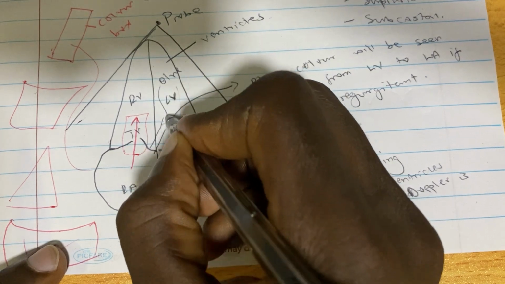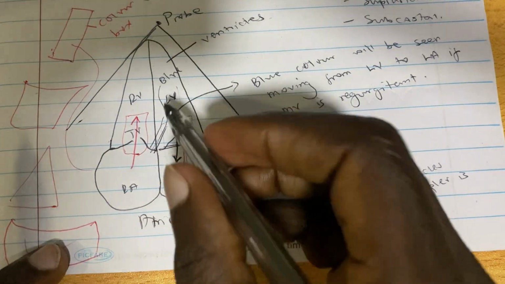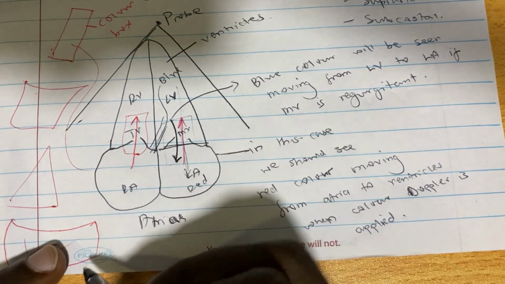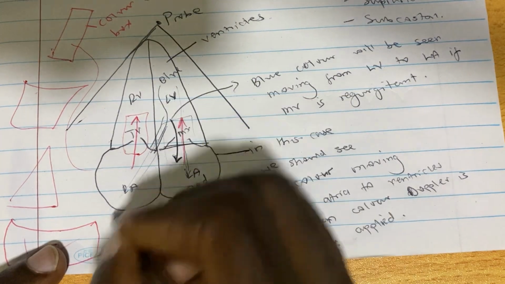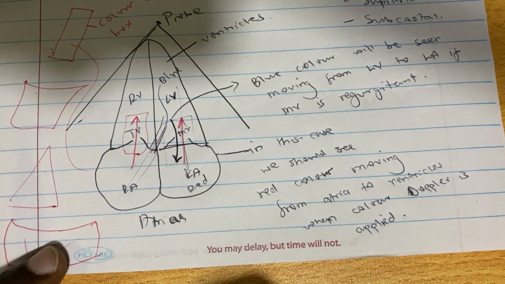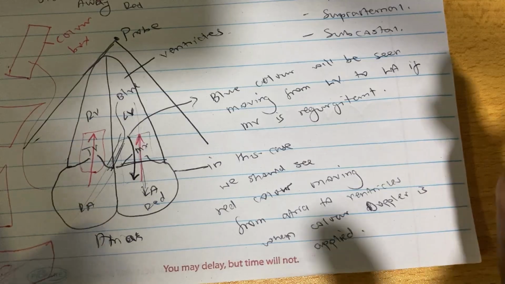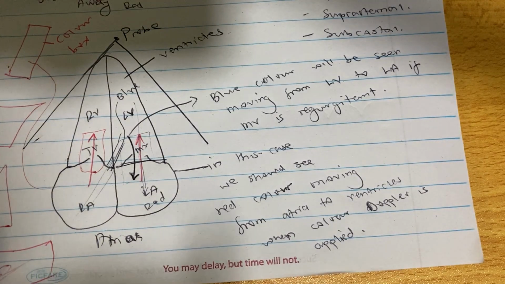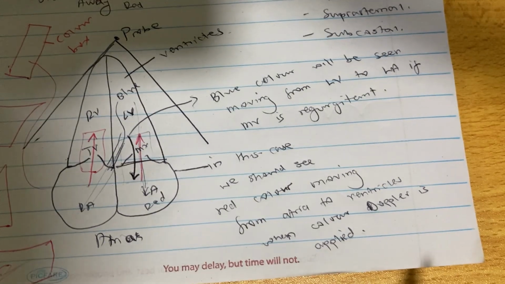Blue should be moving to aorta because it is blue away. Now blood will be leaving LV to aorta. Aorta is always going this side, so it will be going this side. So that is an introduction to the BART rule or color Doppler.